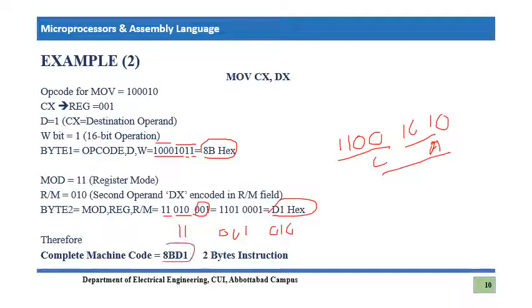So the complete information will be 8B, which is the first byte, and the next byte will be CA. So that is our 2-byte instruction. There was a mistake. I hope the confusion is clear because I solved it manually in this slide. Still, if you have any confusion, we can solve this example again in the online session.